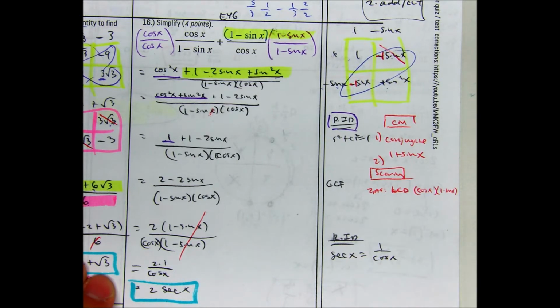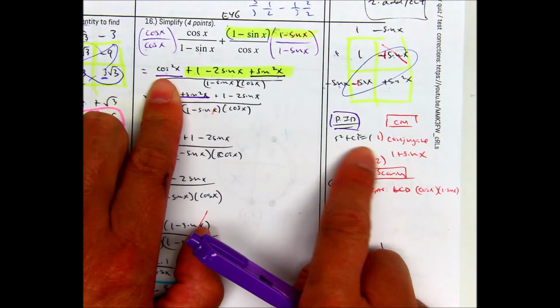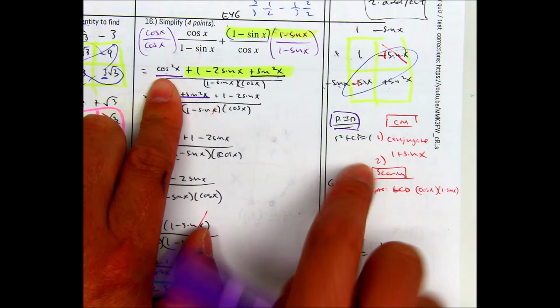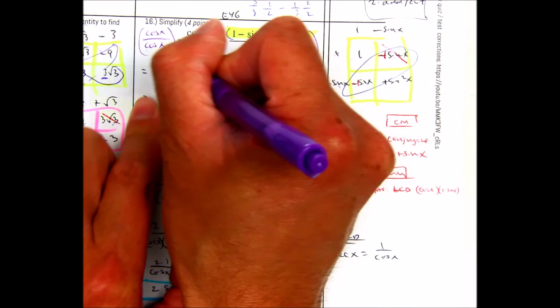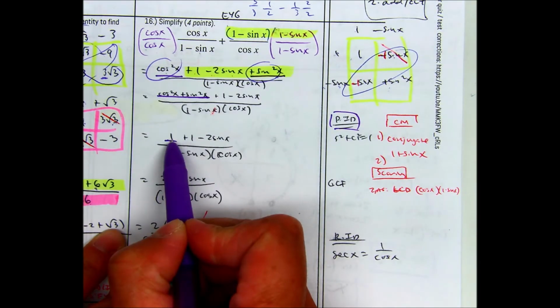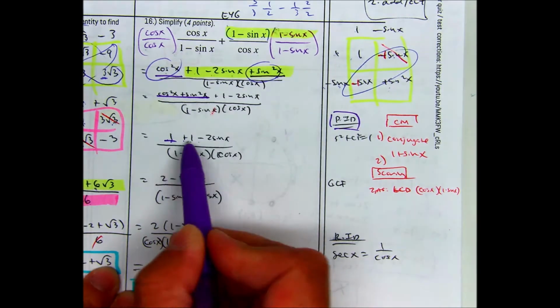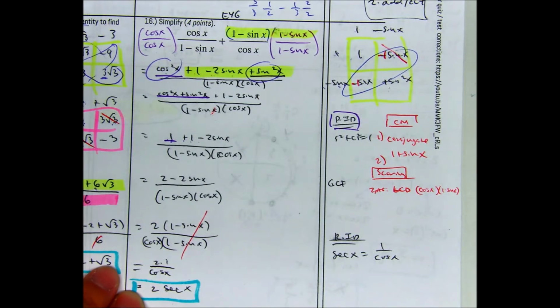I underline here sine squared x plus cosine squared x because these two is the Pythagorean identity. That equals 1. So if I add these two together, I put them over here together, that equals 1. So you're left with 1 plus 1 minus 2 sine x. 1 plus 1 is 2, so I have 2 minus 2 sine x.